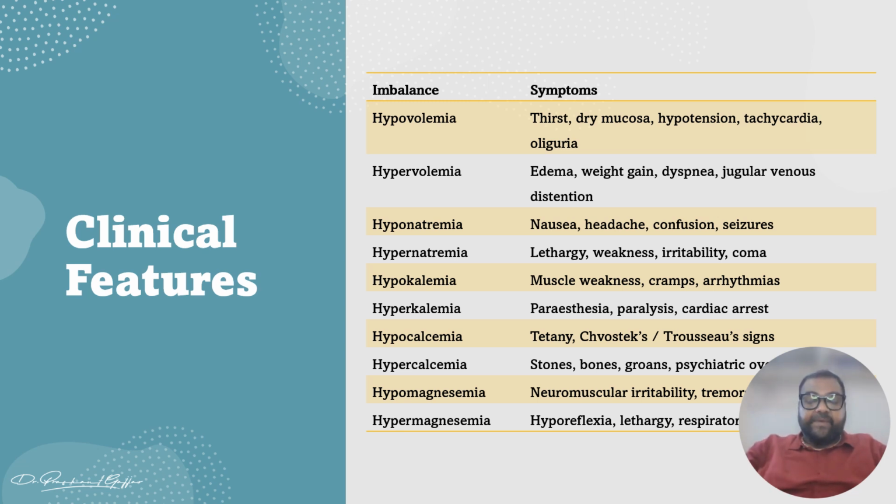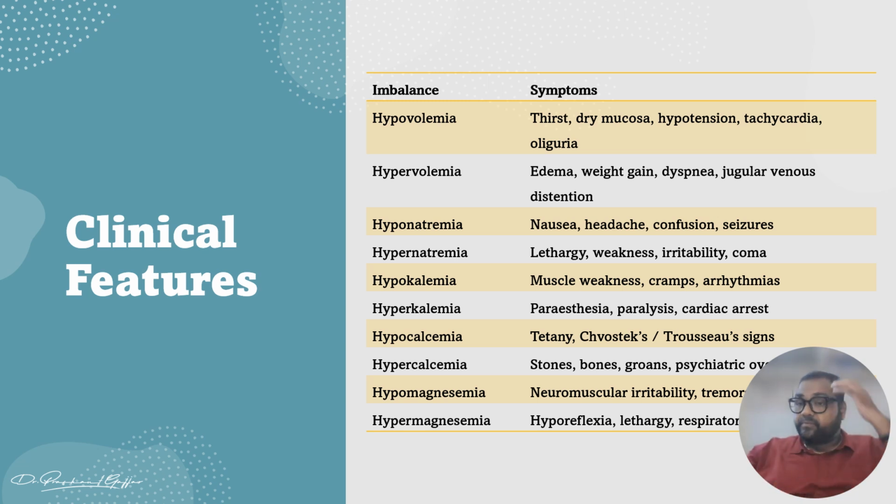When there is hypercalcemia, there is a risk of stones, bones, and groans, and a psychiatric condition will occur. And when there is hypomagnesemia, neuromuscular irritability and tremors will occur, right? And in case of hypermagnesemia, there will be hyporeflexia, reflexes will not come, lethargy will occur, and we will see respiratory complaints. So these are the clinical features we have to look for in the different water and electrolyte imbalances, right?